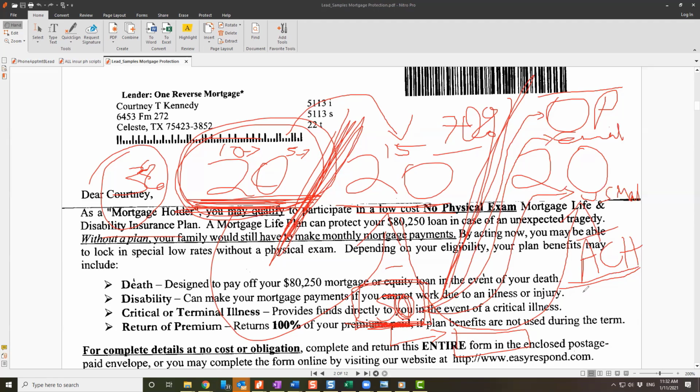Do you have a valid checking account? Yes. Okay, so here's what happens next. We really don't take any money out unless we have 100% approval. No approval, no payment. Basically, Courtney, here's what happens.